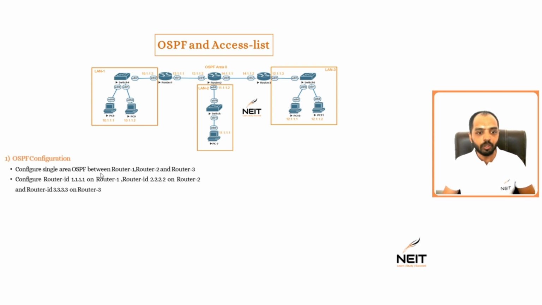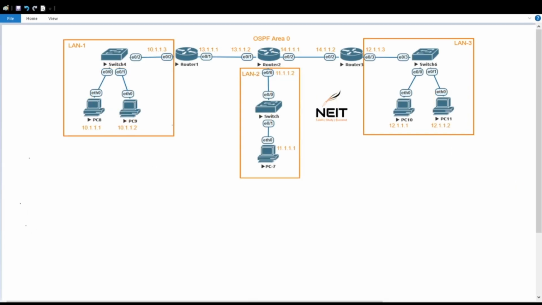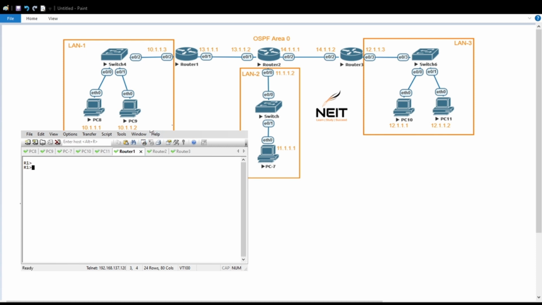So our first task is to configure the OSPF on router 1, router 2 and router 3. After that we have to configure the router ID 1.1.1.1 on router 1, 2.2.2.2 on router 2 and 3.3.3.3 on router 3. So let's start with router 1. So this is my router 1.